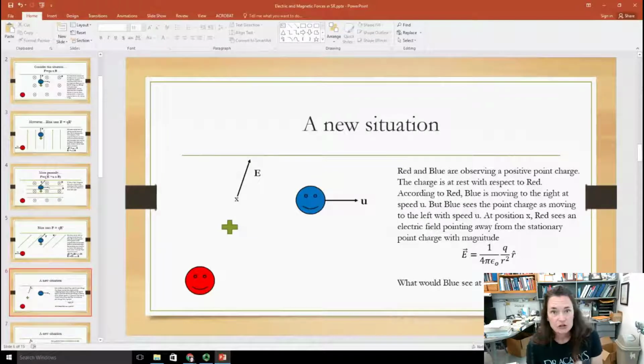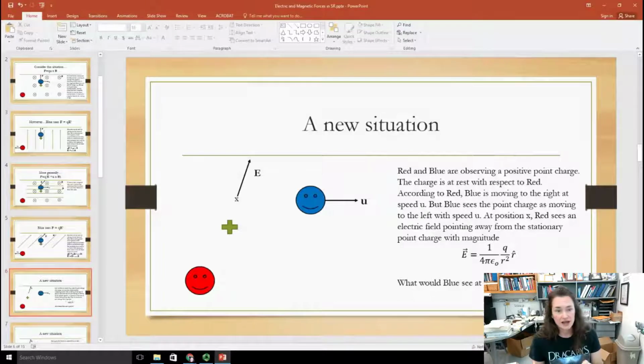Let's now consider a new situation. In this situation, you've got red and you've got blue, and they're both observing a positive point charge. Now, from the perspective of red, the charge is at rest. According to red, blue is moving to the right at a speed u. But what blue would see is a point charge moving to the left with speed u, and red moving to the left with speed u. So these are the two perspectives on the same situation.